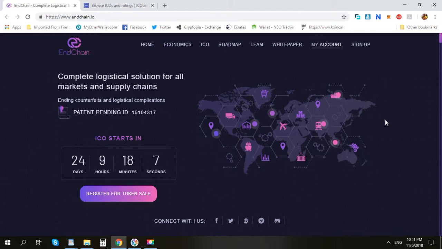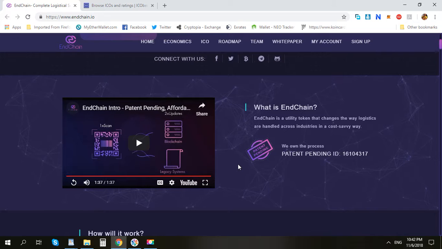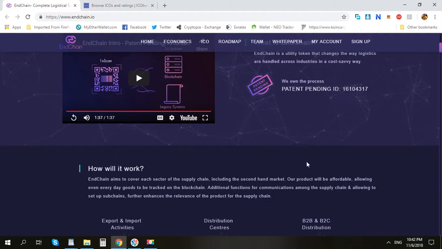They want to bring blockchain technology to real life, and as you know, blockchain technology is very awesome, and that will be our future. So Endchain will be a project based on blockchain technologies, and the fee of Endchain tracking is very, very low compared with other projects.